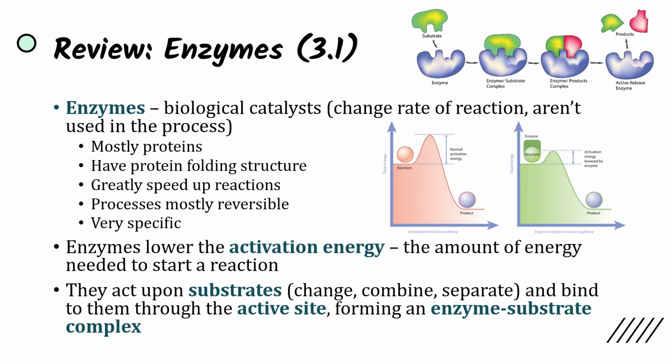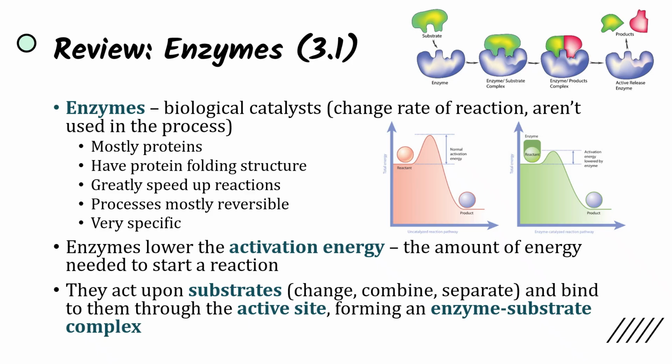Okay, here we have 3.1, enzymes. So enzymes are biological catalysts, and catalysts change the rate of reactions, and are also not used up in the process of the reaction. So enzymes are reusable and they're biological catalysts. The majority of them are proteins, except for ribozymes, which are made out of RNA, and as a result they have protein folding structure consisting of primary, secondary, tertiary, and possibly quaternary structure.